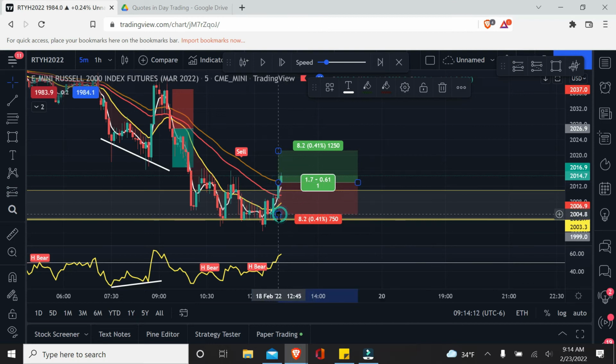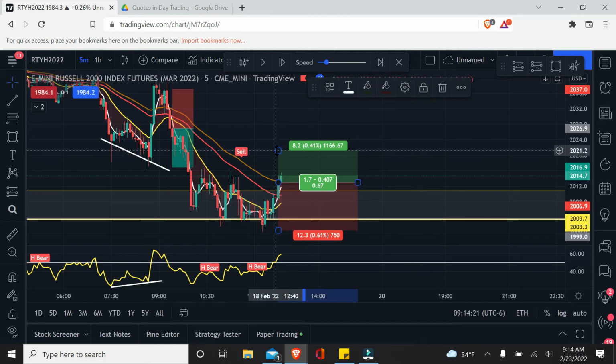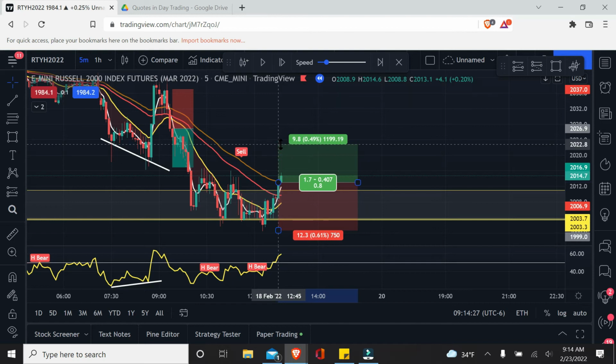Now I'll put my stop loss here just below the swing low, so it's about 12 points. And for my take profit, I'll probably do 10 points. I'll probably just stay at 10 and just watch it and see what happens.